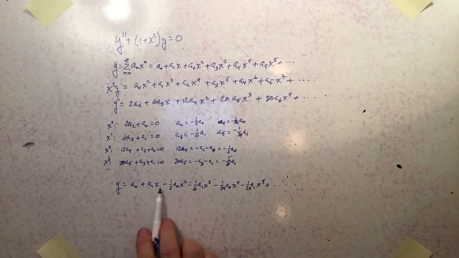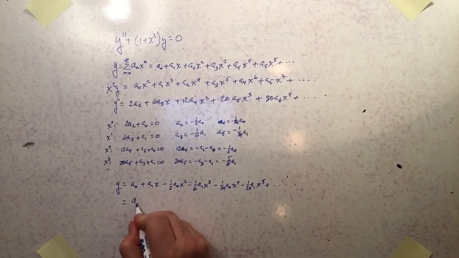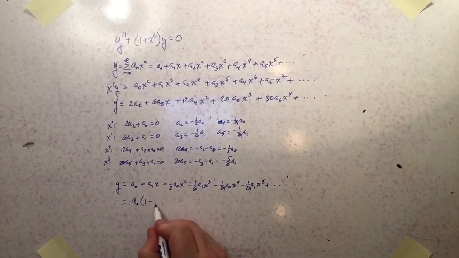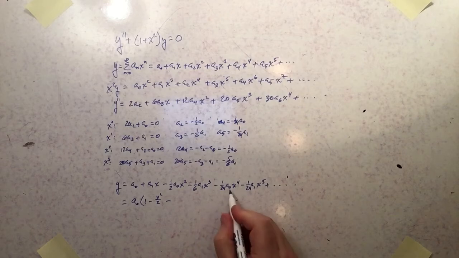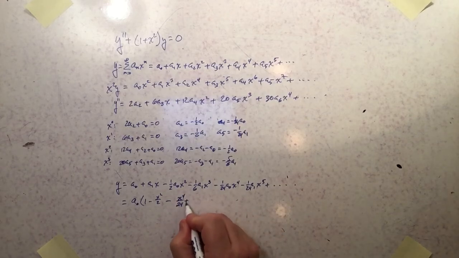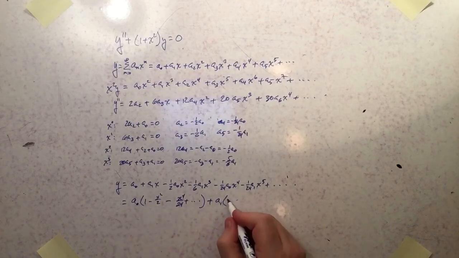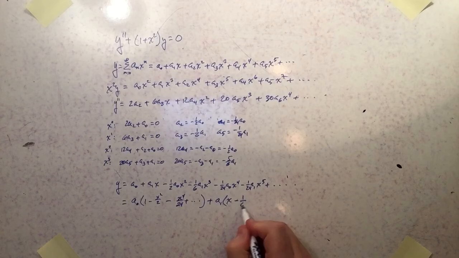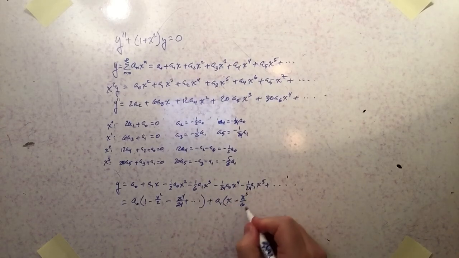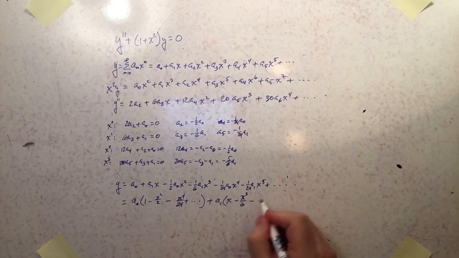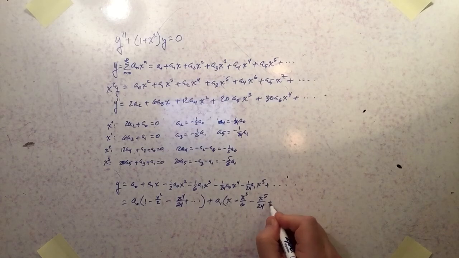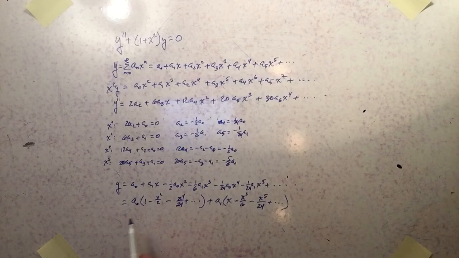We can see it alternates between a1 and a0, so I'm going to factor those two. I'm going to factor out first a0, and what's left behind is 1 minus x squared over 2 minus x to the 4th over 24, and that one continues, plus a1 times the quantity x minus x cubed over 6 minus x to the 5th over 24, and that one goes on. Unfortunately, unlike our last example, these are not Maclaurin series of recognizable functions, so this represents the simplest representation of the final series solution.